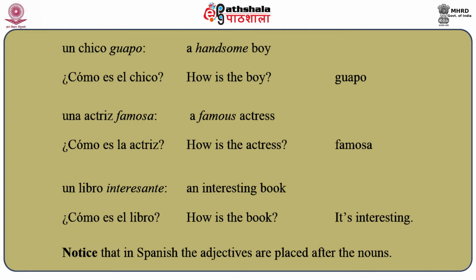So notice that in Spanish the adjectives are placed after the nouns. Always take care of this. Just 2-3 examples that we have seen, like un chico guapo, una actriz famosa y un libro interesante. As you can see that in italics, this handsome, famous, interesting is put. All of these adjectives are put after the noun. So generally adjectives are put after the noun in Spanish, which is not the case in English, because in English this is placed before the noun, like famous actress. So before actress the adjective is put, that is famous.